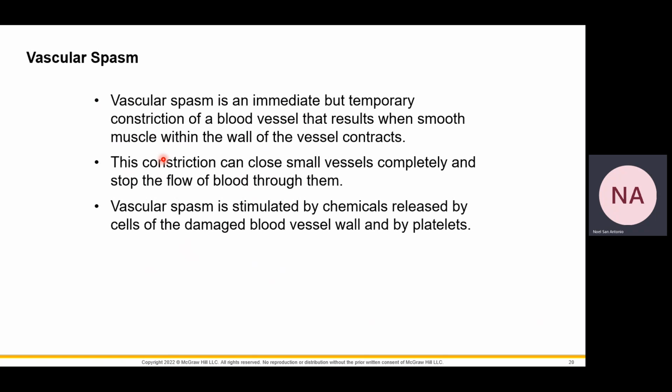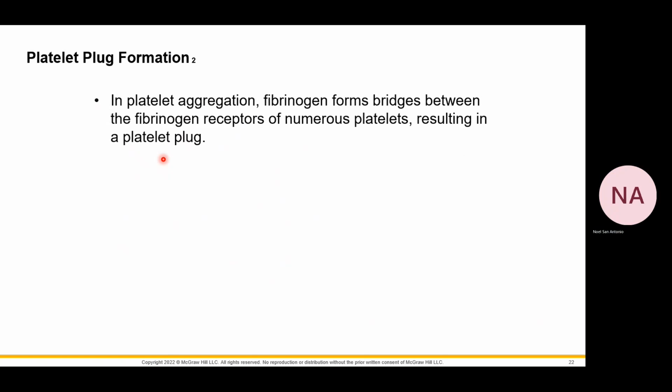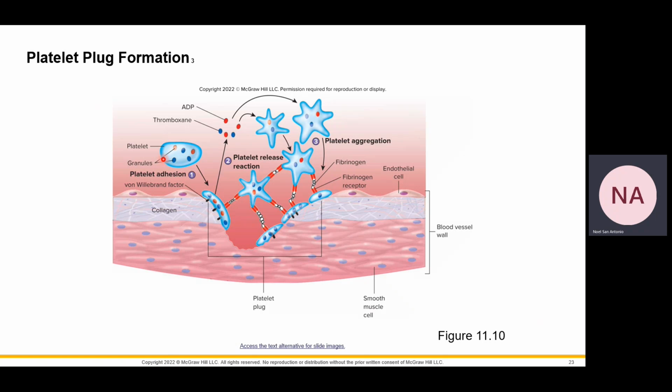Okay na tayo dyan sa vascular spasm. Na-explain ko na, which is just temporary. In platelet plug formation, this is how platelet plug formation takes place. In this drawing, you will see a blood vessel wall which is made up primarily of a smooth muscle layer, a collagen layer, and an endothelial cell which is made up of simple squamous epithelium.